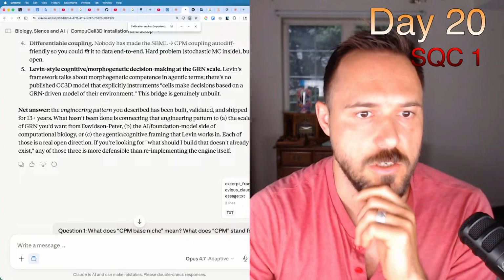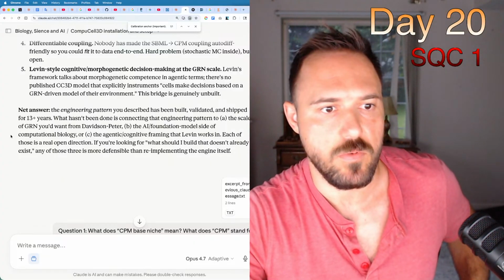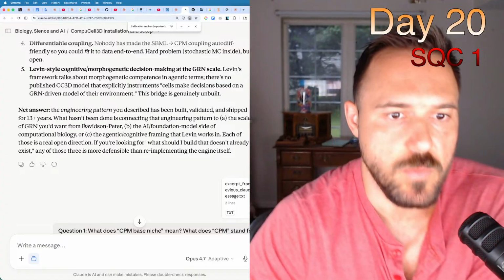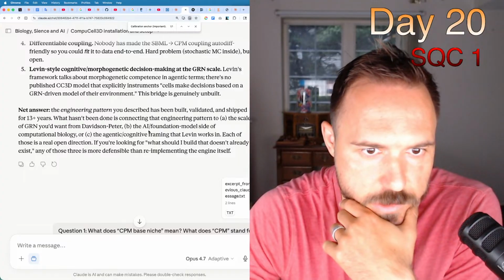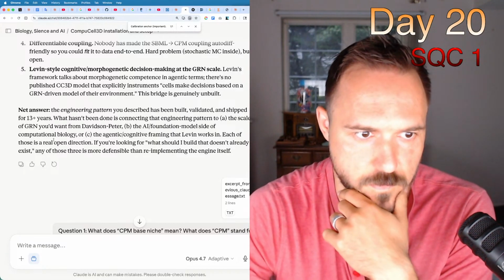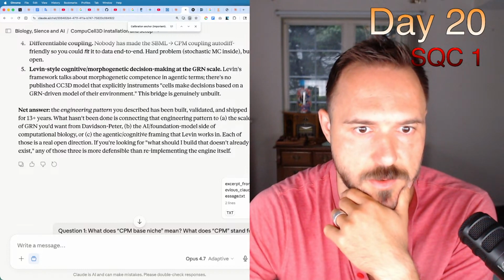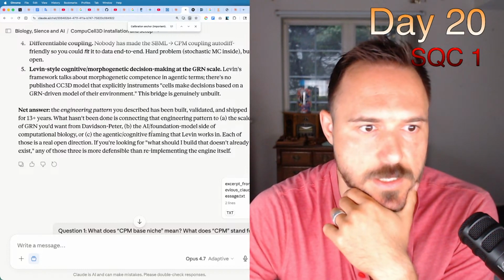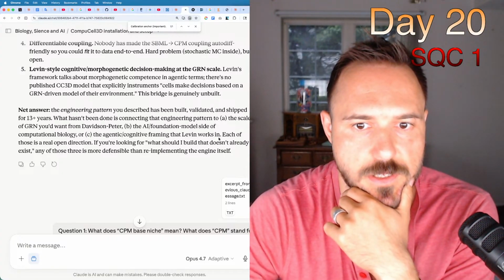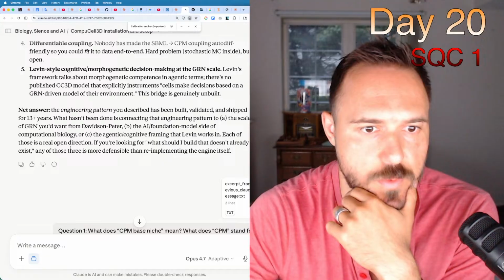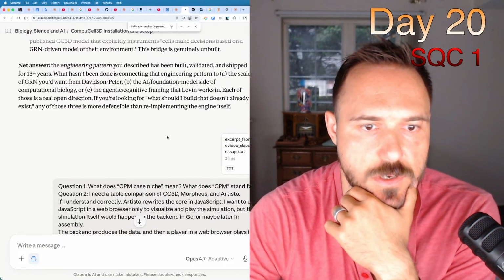The engineering pattern you describe has been built, validated, and shipped for 13-plus years. What has been done in connecting that engineering pattern to the generative model? You'd want to hear from the Davidson Peter side of computational biology, the agentic cognitive framing. Each of those is a real open direction if you're looking for what should be built.